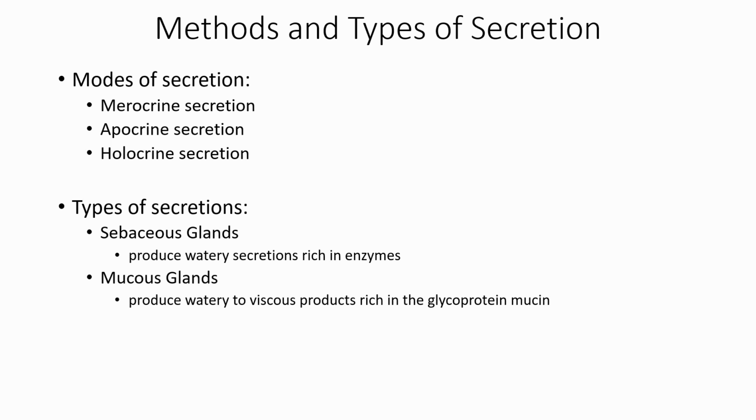And then we also have types. So what type of secretion are we releasing? Serous secretions would be watery, with a lot of enzymes in them, versus mucus ones, which are watery but also could be very viscous because we have mucin in them. So we think of the difference between them as consistency.